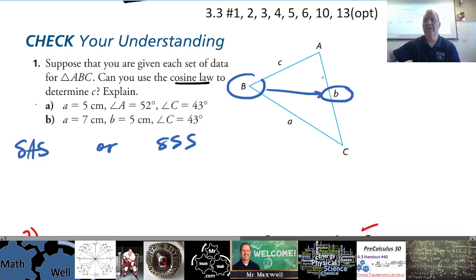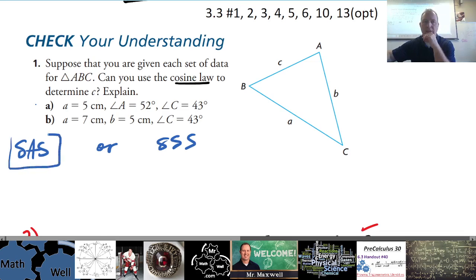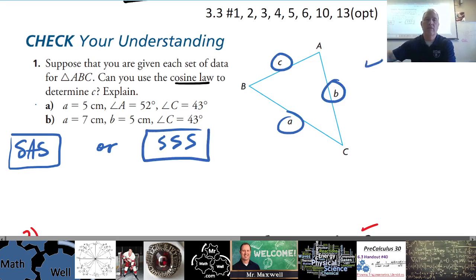Now what we learned recently with the cosine law is that there are two different cases where the cosine law has to be used. The one case was SAS, remember that. That is if you're given a side, an angle, and then the other side, all three in a row like this: side, angle, side. If you're given these, then you can use the cosine law. And if you're given all three sides, that should be an S. So all three sides with no angles, that counts, and then you can use the cosine law.